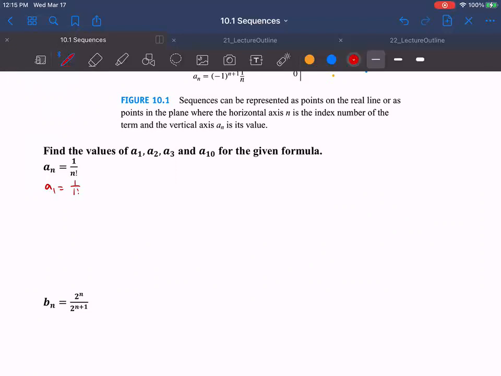I want to say 0, but I think... Ooh, we might have to look into that. It's 1, by the way. 0 factorial is 1. We'll have to look into that.